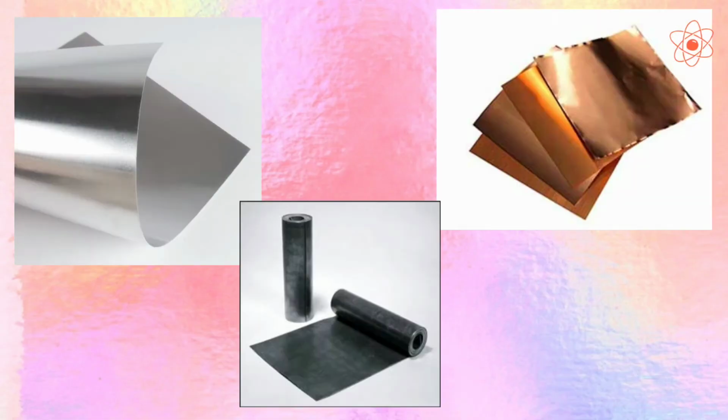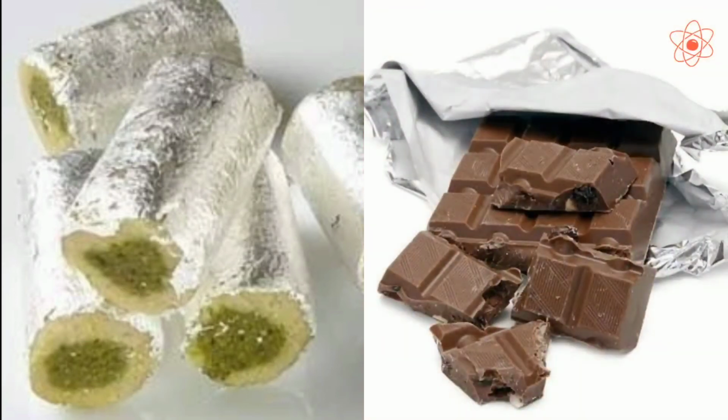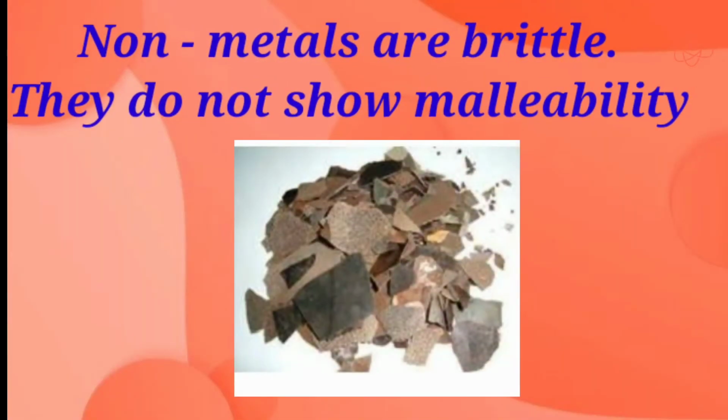Aluminium, copper, iron can also be converted into thin sheets. Aluminium foils are widely used in wrapping of foodstuffs, chocolates, etc. Non-metals are not malleable. They are brittle. They break into pieces when hammered.